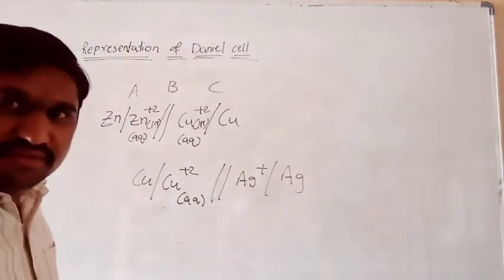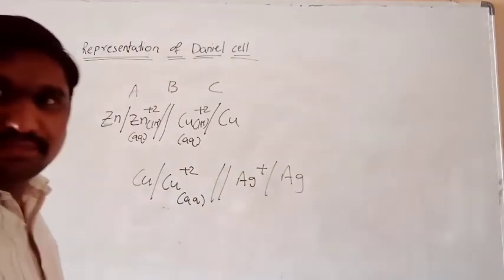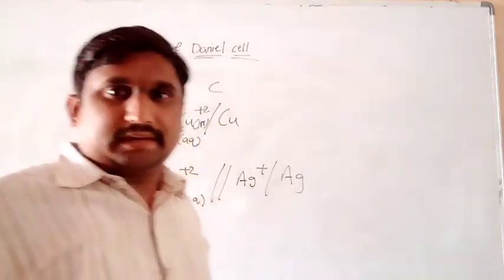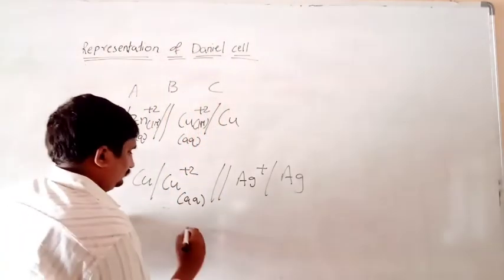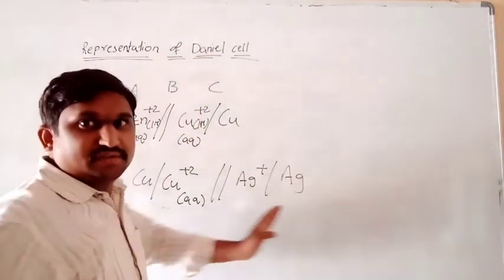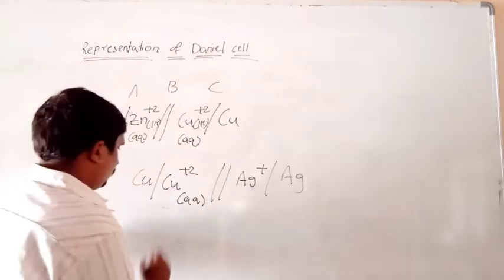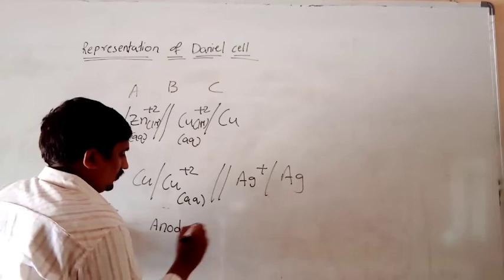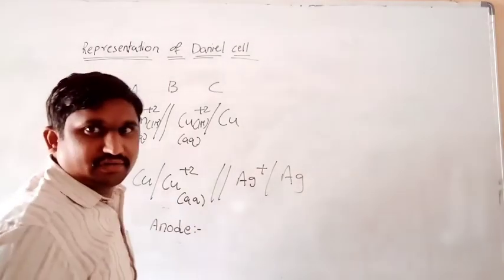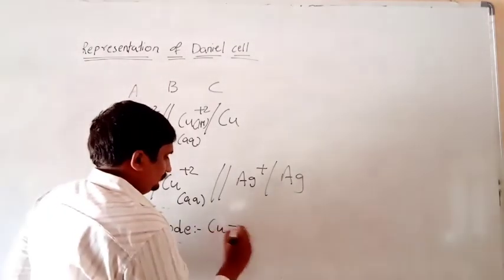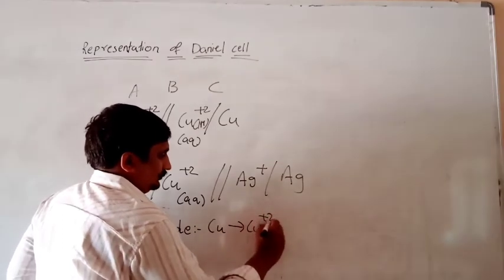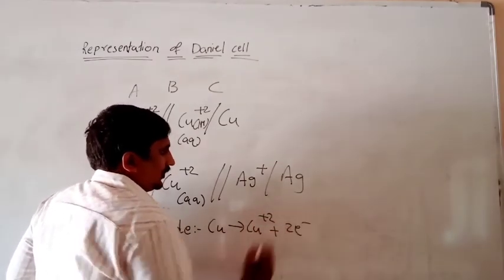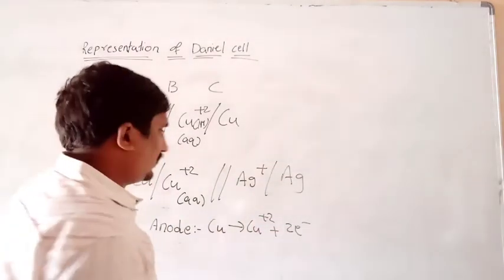Suppose the representation is given like this. From this representation, we have to write the overall reaction. So this is the anode, and this is the cathode. Anode equation: at the anode, oxidation always takes place. At the cathode, reduction always takes place.